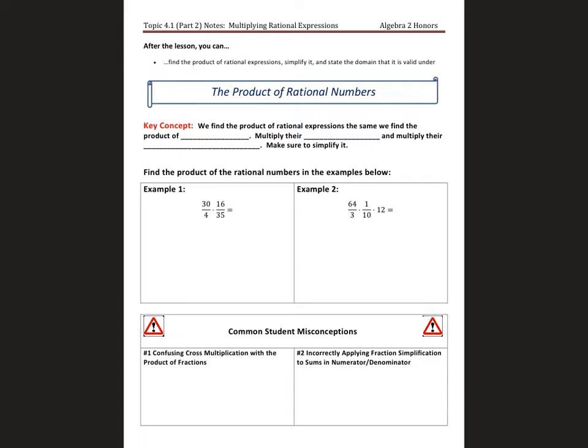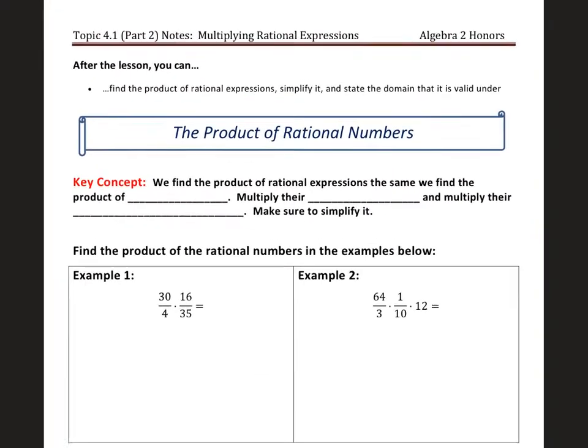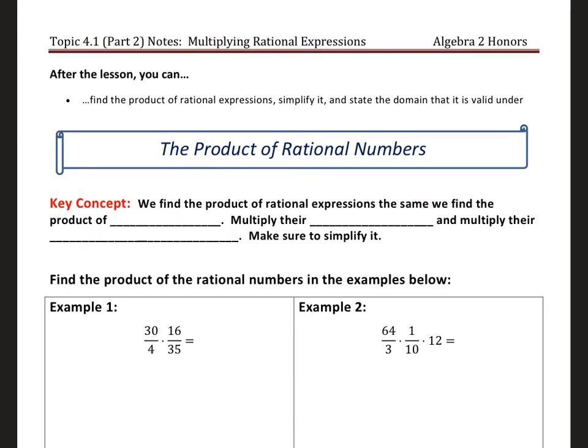In this video, we're going to look at how to multiply rational expressions. We multiply rational expressions much like we would find the product of rational numbers. And to multiply fractions together, you simply multiply the numerators together, and then you multiply the denominators together. And just like rational numbers, you always want to reduce that fraction in the end.